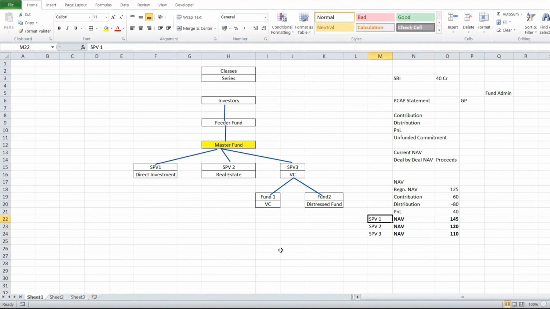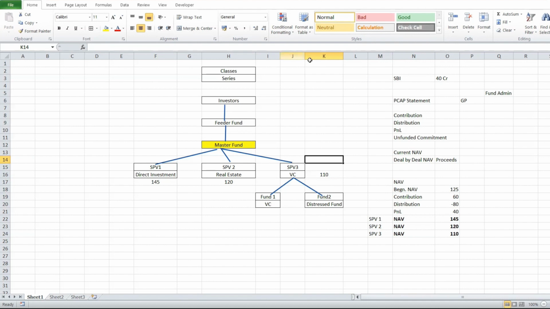So now I'm getting some amount from the SPV, which is 145, this is from 120 and this is 110. So this is my NAV, I've taken all the things into consideration. Now when I'm going to submit this NAV, of course I'm going to give it to the master fund. I'm going to submit this 110, 120 and 145. You're getting what I'm saying? So the master fund is investing in the SPVs and the SPVs are generating the PCAP and sending it to the master fund. Just think of that.